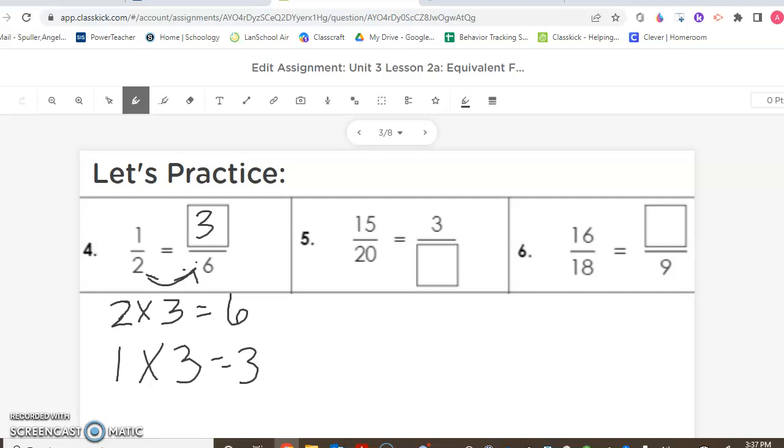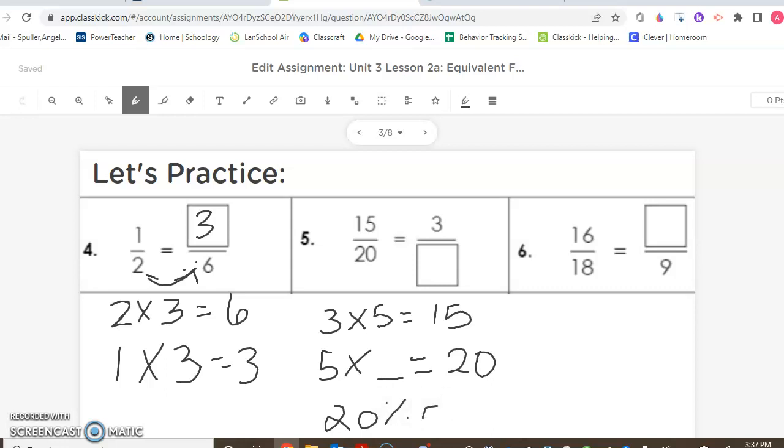All right, let's do this one. If I say 3 times something equals 15. Well, I know 3 times 5 equals 15. So in order to do that, I'm going to say 5 times something equals 20. Now I could count by 5s, or I could say the opposite of multiplying is division. So I could say 20 divided by 5 equals, and we know that 5 times 4 is 20.